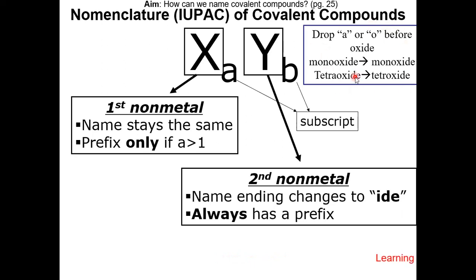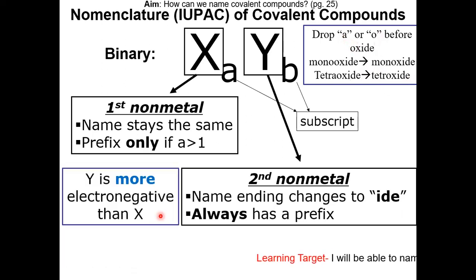There is an additional rule involving vowels. When you add your prefix, if there's an OO or AO, you have to drop the A or the O before the oxide. For example, monooxide becomes monoxide, tetraoxide becomes tetroxide. You only do this with A and O.